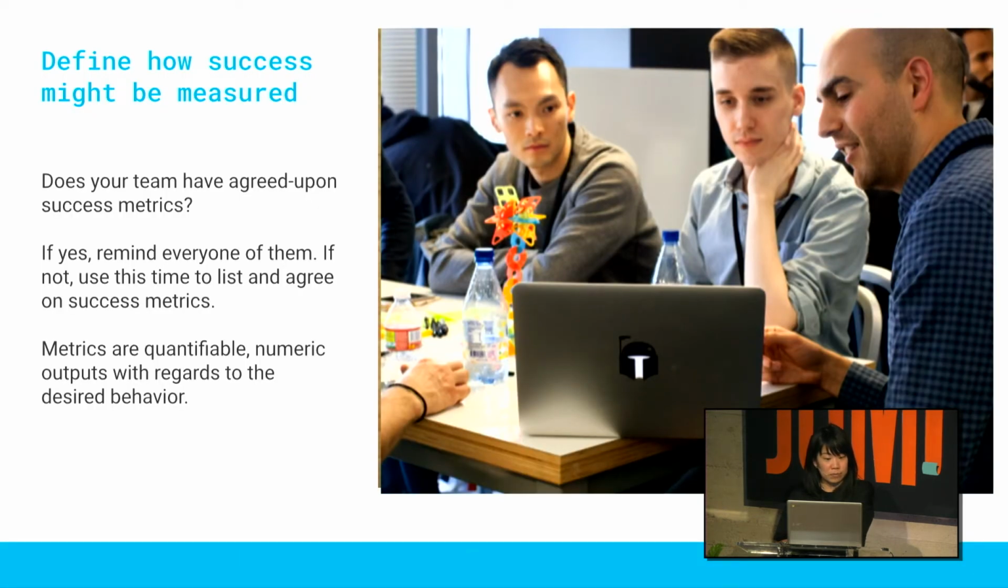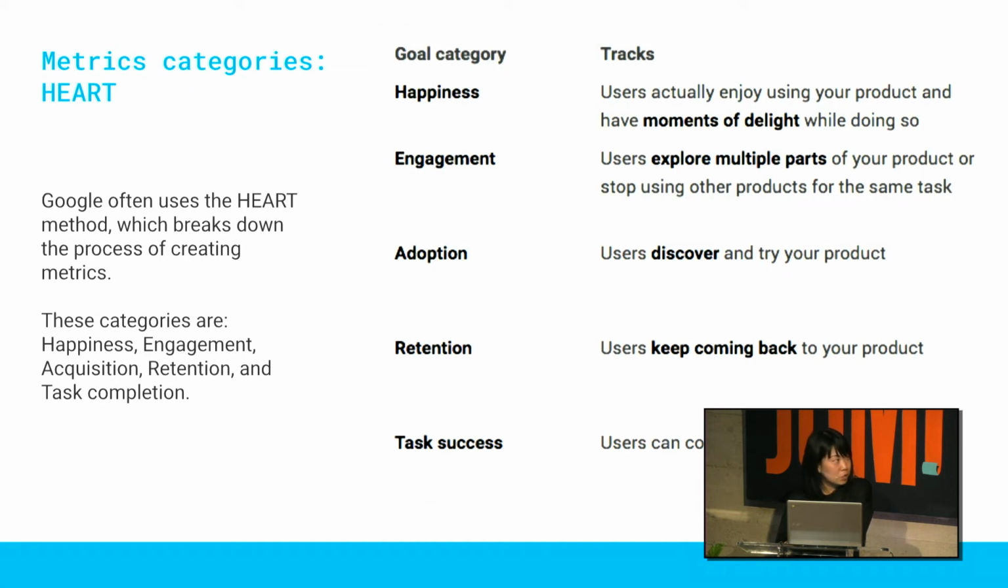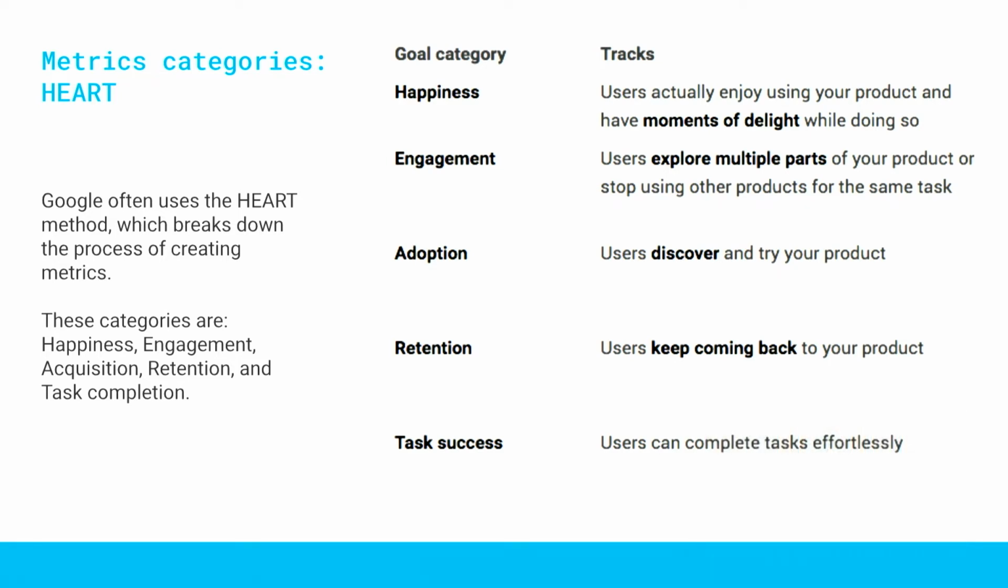Here, again, we're defining what success would look like and how it would be measured numerically. Metrics are quantifiable, numeric outputs with regard to the desired behavior that will be measured. We'll look at this list, which is what Google uses internally as a way to measure success. We have 5 categories here: happiness, engagement, acquisition, retention, and task completion. This is used across different teams inside Google, but for some teams this may not make so much sense, so they can alternate it based on their own needs. But this is just a framework where you can start from.